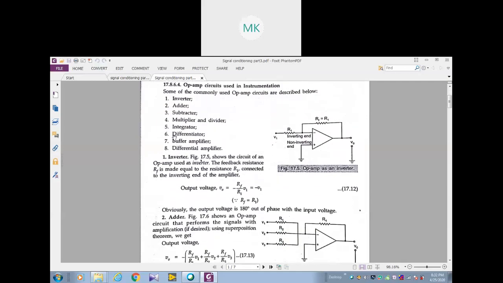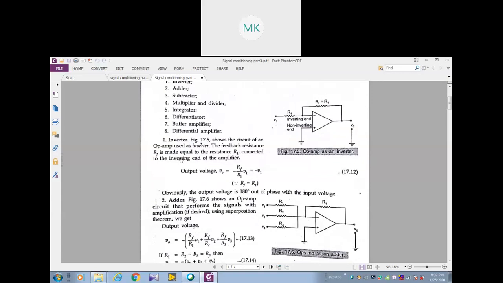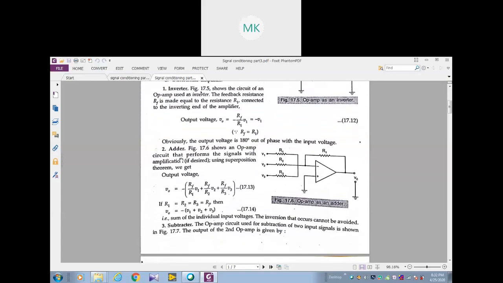The first one is the inverter, which means inverting the input signal. See the arrangement. The input signal V1 is applied to the inverting terminal, and the non-inverting terminal is connected to ground, with R1 and RF. The output voltage equals the gain times the input voltage V1. If these two resistors are the same, VO equals minus V1. That is, the output is the inversion of the input voltage. We are getting a 180-degree phase shift. That is called an inverter. You have studied all these circuits in the 4th semester, so I am just repeating that.